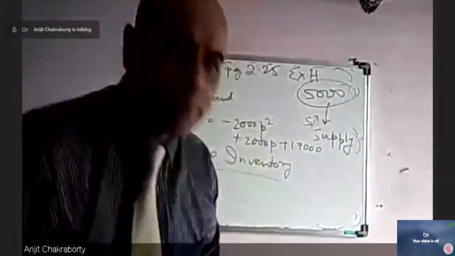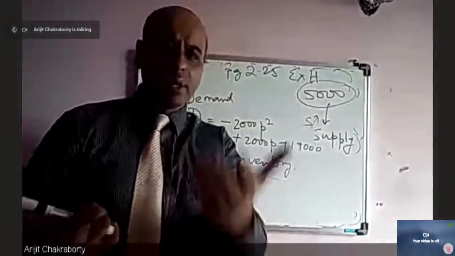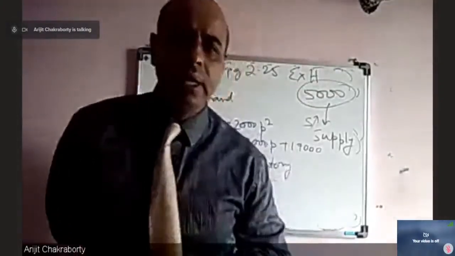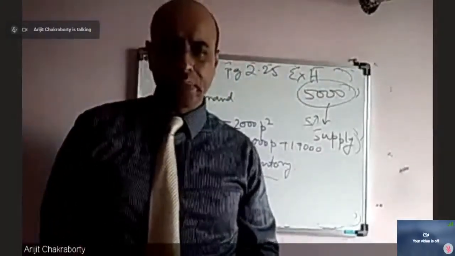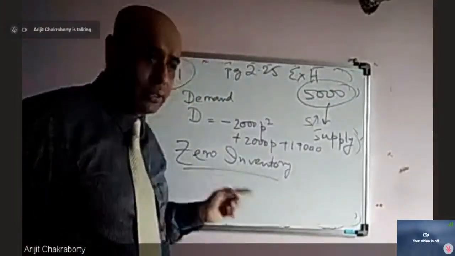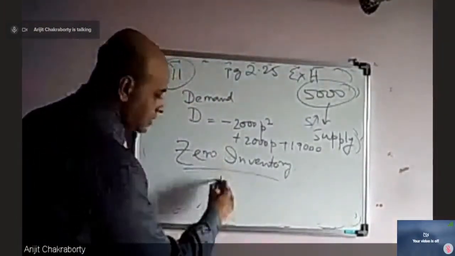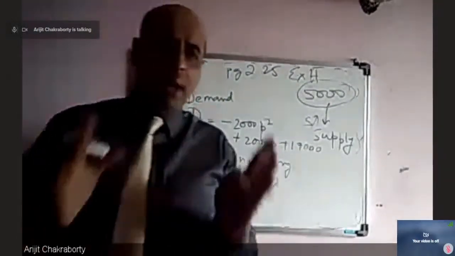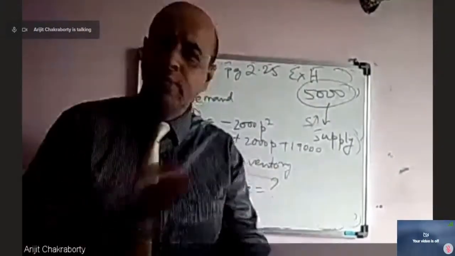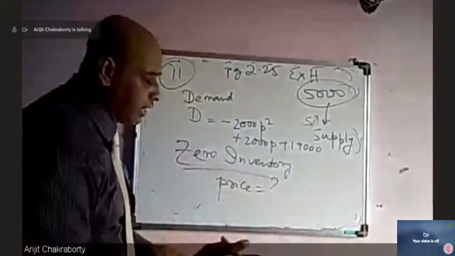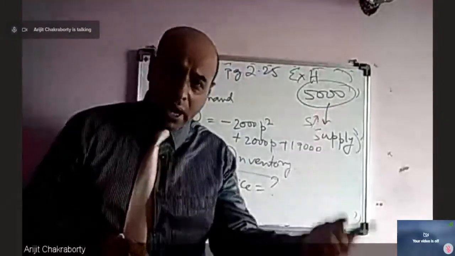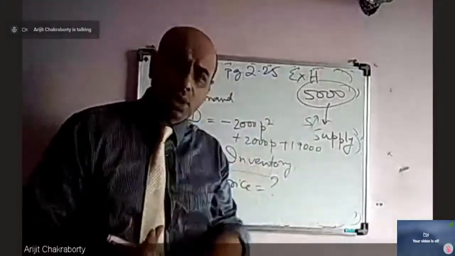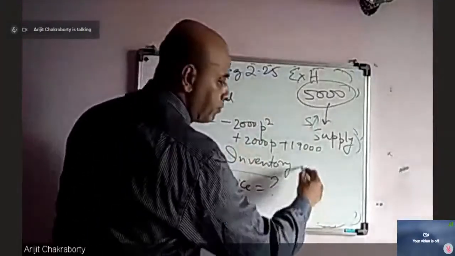Zero inventory means, you know, inventory valuation you have done in accounts, Accounting Standard 2 on inventory valuation. Inventory means stock. So the problem says, what is the price to be charged per bottle so that you have zero inventory? Zero inventory means no closing stock. That means whatever demand I had, I have supplied it and there is no extra stock. That means the equation will be demand is equal to supply.